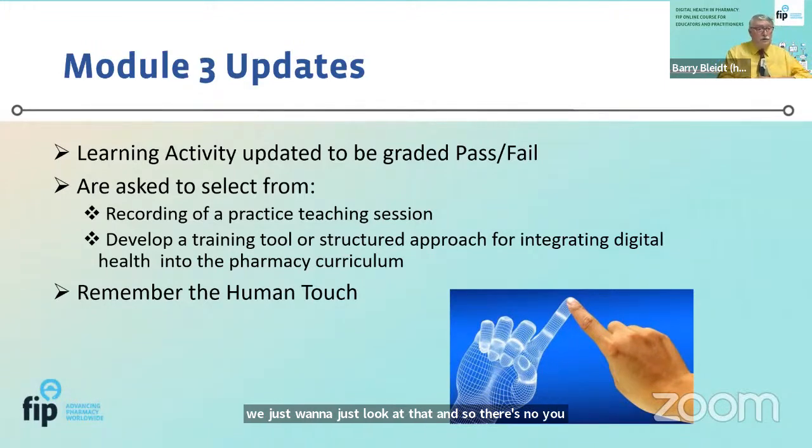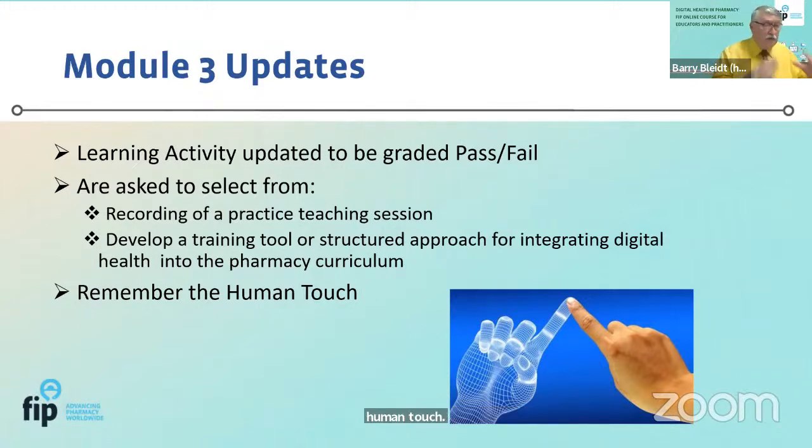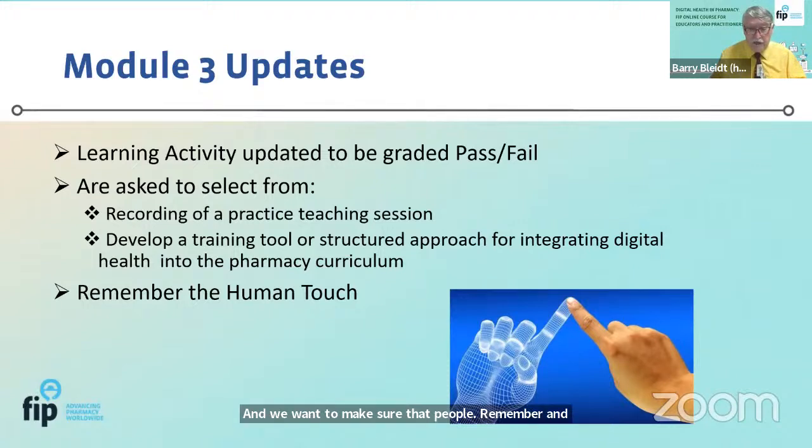And then most importantly, the module talks a little bit about the human touch. It's really important because our patients already have health anxieties. They may have health literacy issues, and they may have technological issues. So we stress throughout our module that this is a human touch, and we want to make sure that people remember and respect their patients in that way. And I will now turn it back to Genuine.